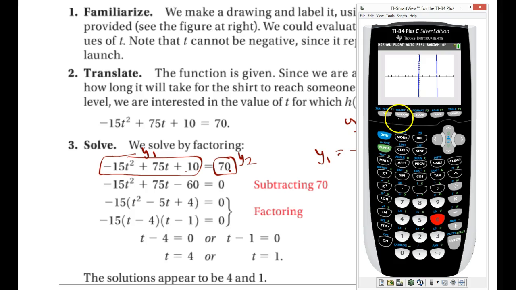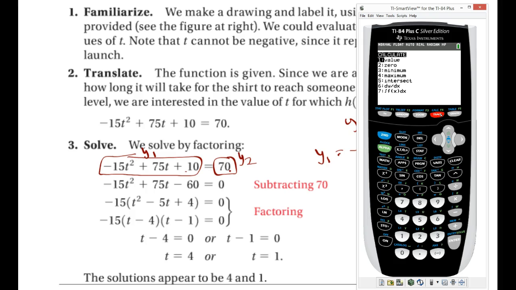It looks like I need to see up a little bit higher, so I'm thinking that the ball is at least going to go up to 70. So under my window, I'm going to change my Y max to maybe 100, so I can see well beyond. So I'm going to hit trace. Still didn't catch it. But what I'm really interested in is where that red line hits that blue line, because that's going to be my 70. So I don't need to see the vertex of the blue parabola.